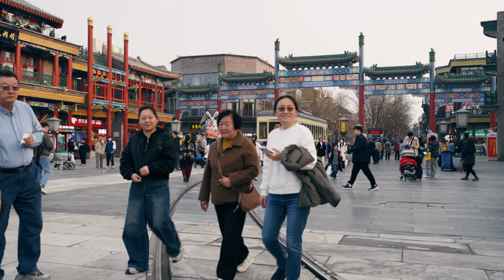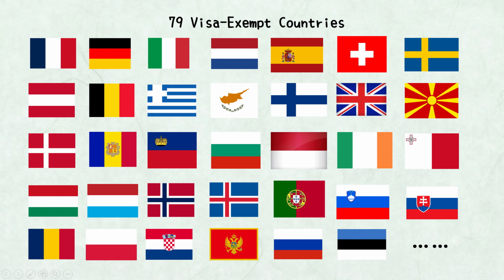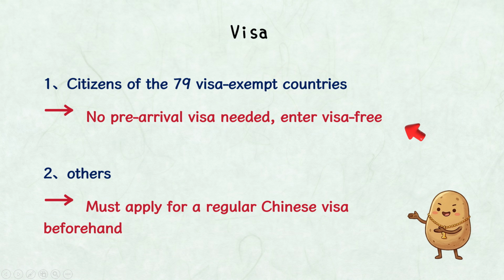If you want to travel or visit relatives over China by yourself, and your country is on the list of 79 visa-free nations, you don't need to apply for a visa in advance. If your country is not on the list, you must apply for a Chinese visa before your trip. This section only covers documents required for citizens of the 79 visa-free countries.